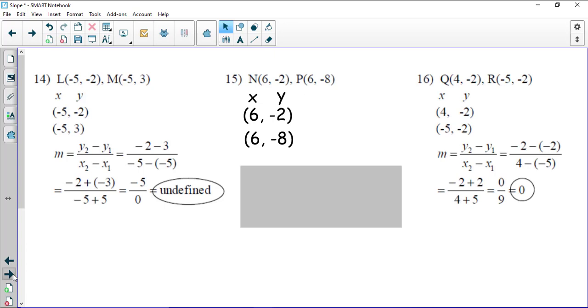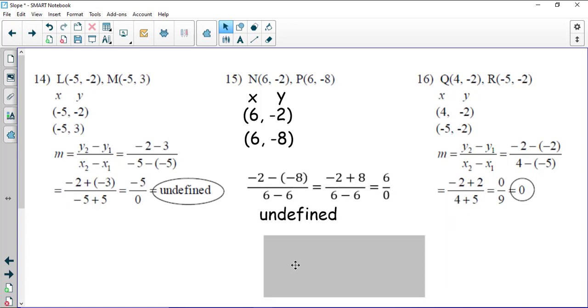All right, let's take a look at number 14. This question's done for us. You notice that when I subtract the Y's, -2 minus 3 gets me -5, and -5 minus -5 gets me 0. Remember, when 0's in the denominator, we say that's undefined because these points, if we graph them, would be right on top of one another, so it would form a vertical line, which is undefined. So you can guess probably that number 15 is going to be the same. We're going to take -2 minus -8 on the top, which is -2 plus 8, 6 minus 6 on the bottom. We end up getting 6 over 0. Again, if you have 0 in the denominator, we say that that slope is undefined.